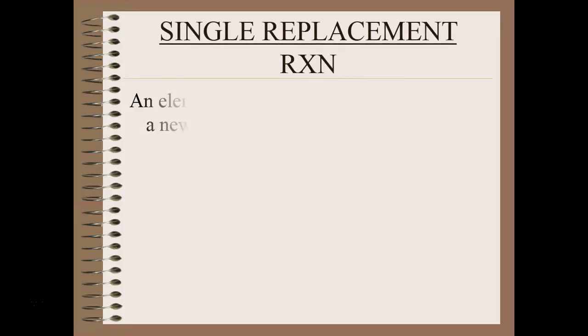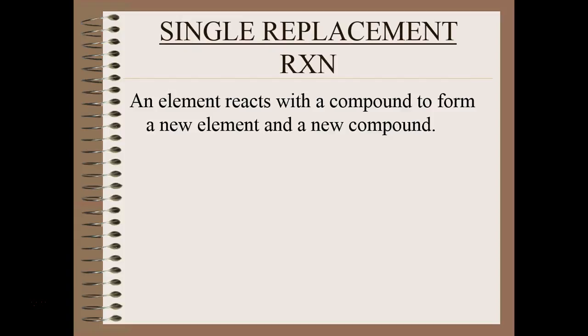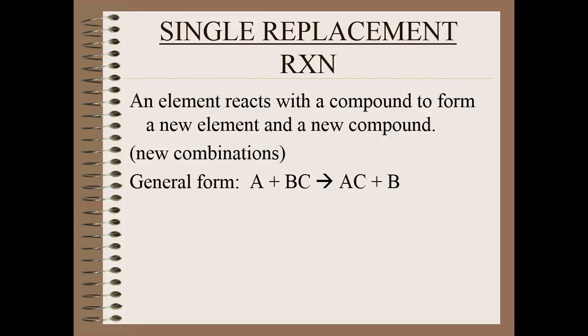Another type is a single replacement reaction. In this type of reaction, an element reacts with a compound to form a new element and a new compound. So you're forming new combinations here. The general form is A plus BC yields AC plus B. So what you can see is we have a single element and a compound. In the product side, that single element is now combined with part of the other compound, leaving a different single element. So one component of the compound gets replaced with that single element. For example, magnesium plus 2 hydrochloric acid yields magnesium chloride plus hydrogen gas.